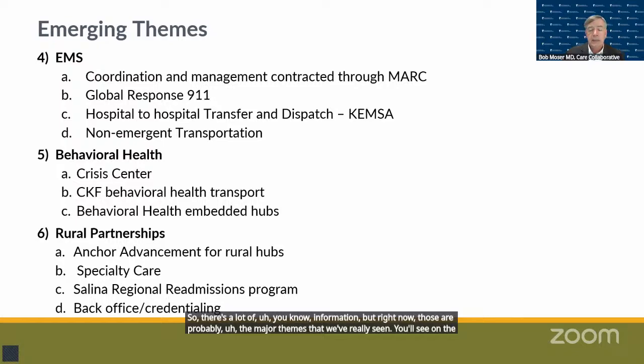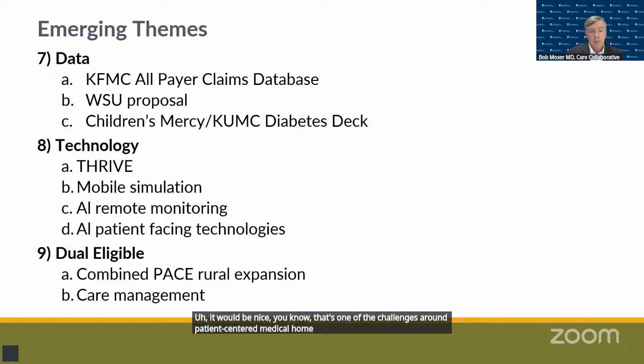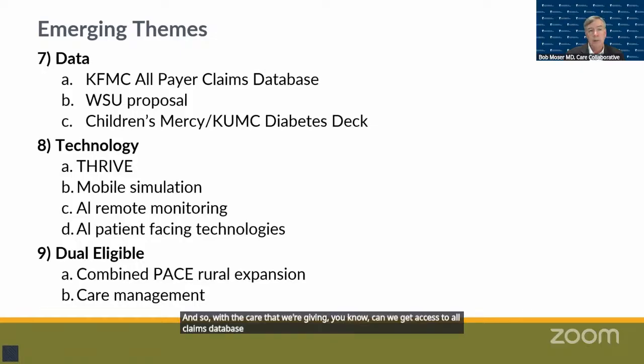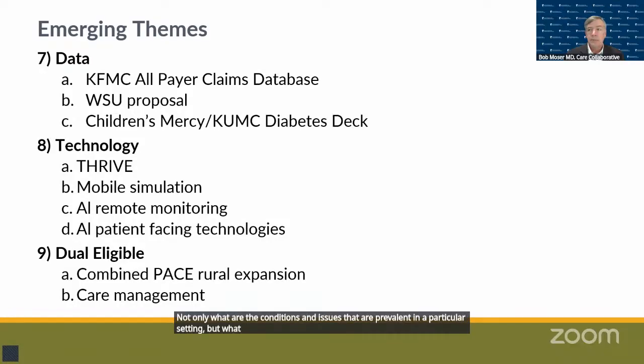You'll see on the next slide, it comes up around the data. That's one of the challenges around patient-centered medical home: having a focus around population health, but also getting out of the mindset that we've got a panel of patients and instead we've got a community of citizens that we need to serve. And so with the care that we're giving, can we get access to all claims databases to be able to look at not only what are the conditions and issues that are prevalent in a particular setting, but what might be a hotspot that needs a program developed around addressing that particular issue or problem.